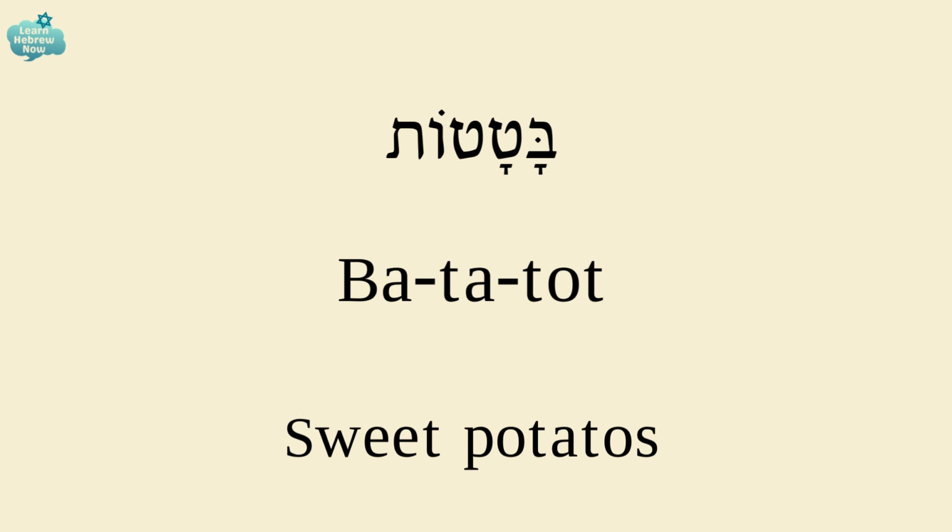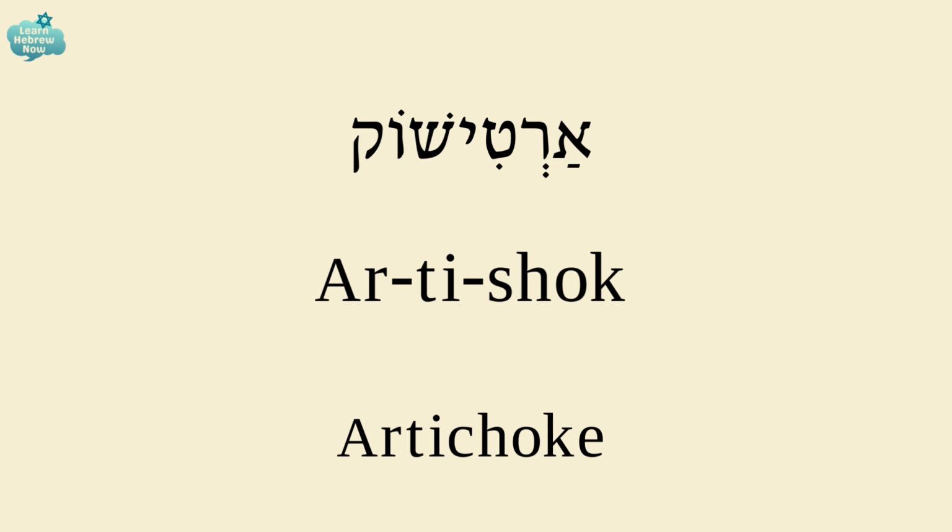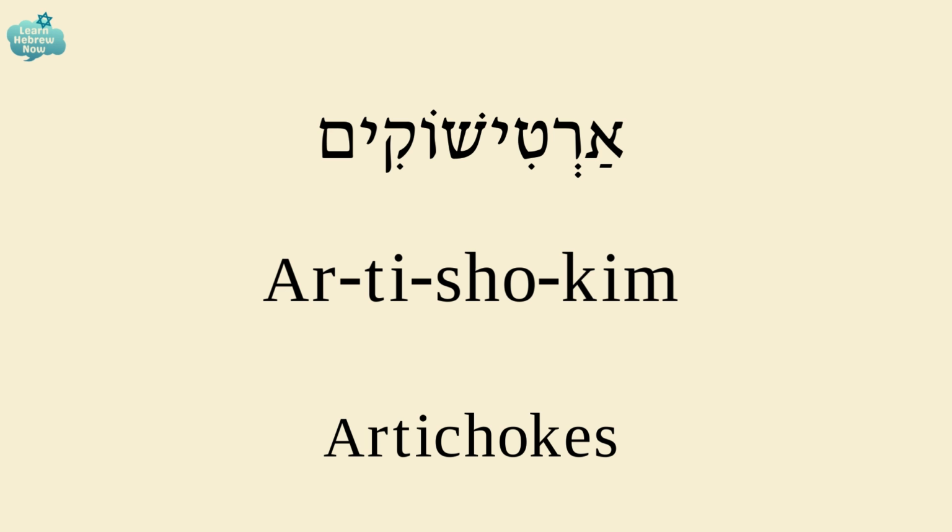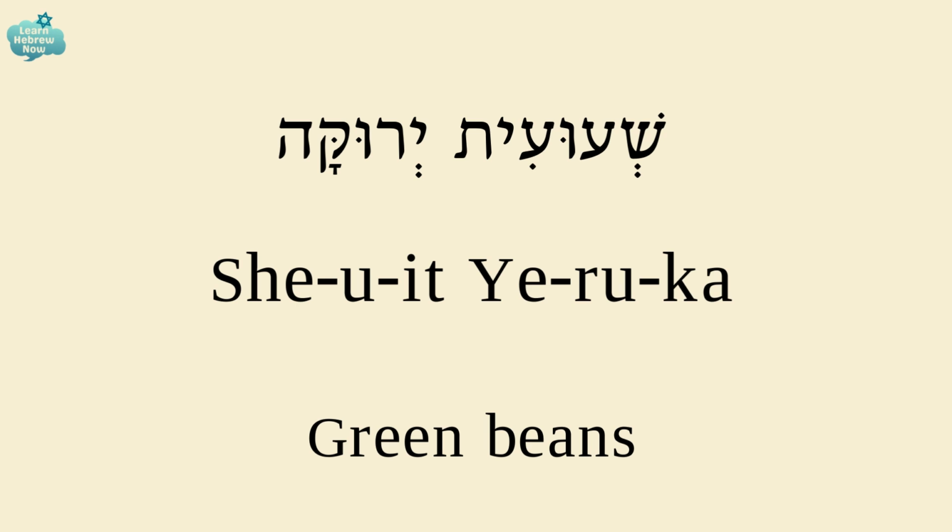Batatot. And artichoke is artichoke. And the plural form artichokes is artichokim. Green beans is שעועית ירוקה.